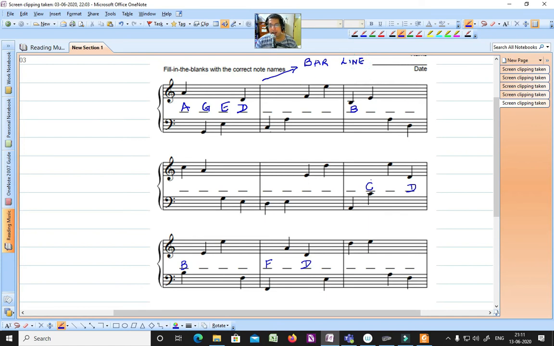So let us go ahead and name these notes as quickly as possible. This is C. This is, okay, the next note. Try and get it quickly. This is an A. The next note is an F.